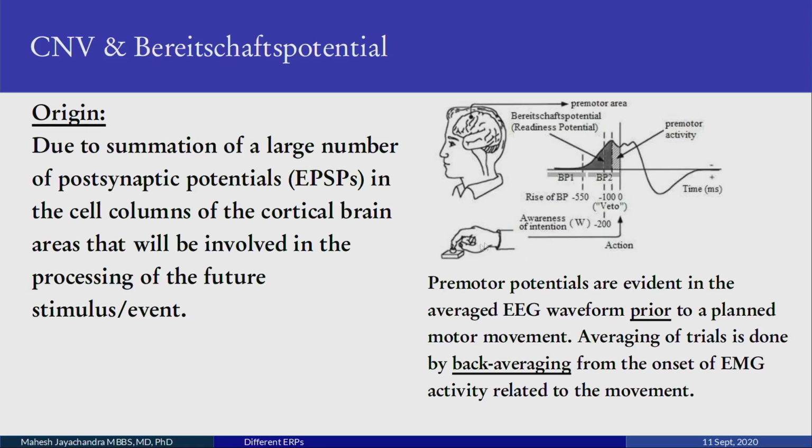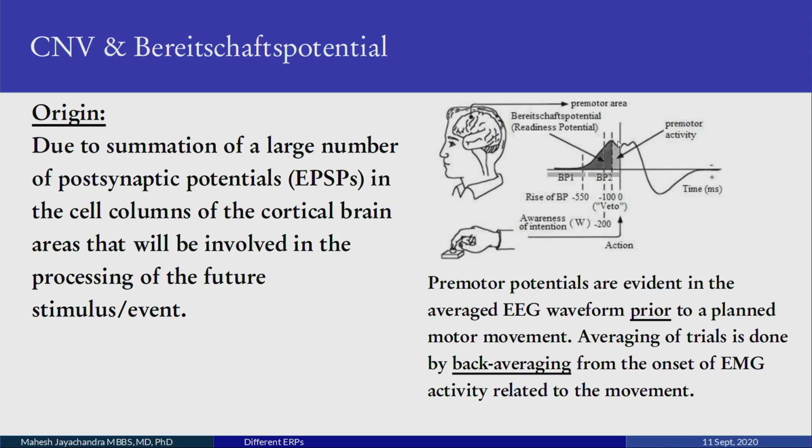So just before the person actually presses the key, you get this slow rise in negativity, negative up. Okay, and the initial part is called BP1, Bereitschaft potential 1 or readiness potential 1, and it starts more than half a second before you press the key. You're only aware of the intention of pressing the key much later. And then there's a sharp rise, and that's BP2, readiness potential 2, and after that you have your key press, and then it goes down. So this whole complex is the Bereitschaft potential, this BP1 and BP2.